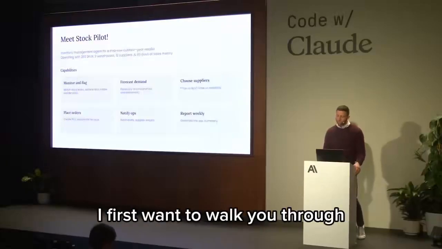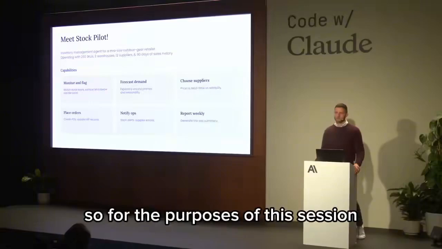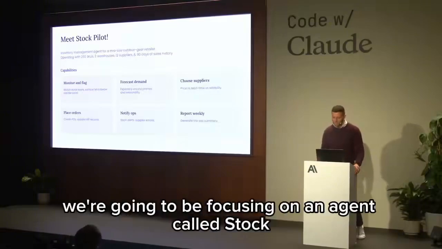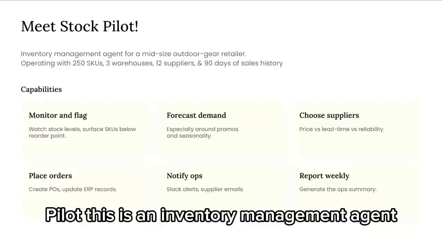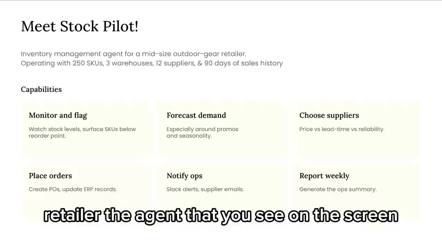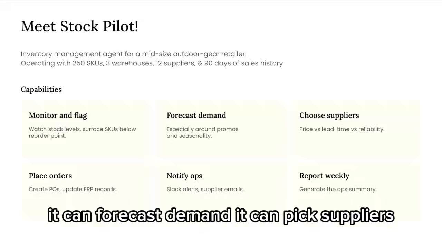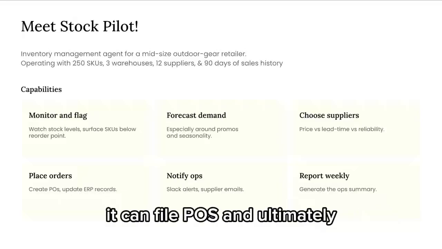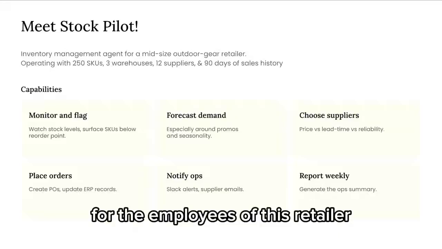I first want to walk you through our problem statement in our agent. For the purposes of this session, we're going to be focusing on an agent called Steuk Pilot. This is an inventory management agent that was designed by and for a mid-sized retailer. The agent that you see on the screen can do several things. It can flag low levels of stock. It can forecast demand. It can pick suppliers. It can file POs. And ultimately, it can write weekly reports for the employees of this retailer.